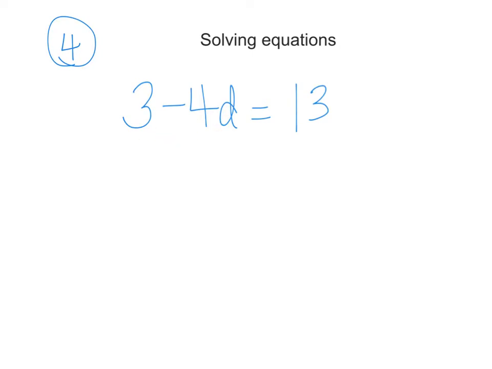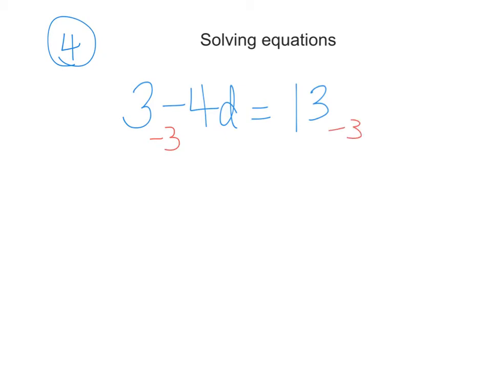To get d by itself, we need to undo all the stuff that's happening around the d. So I need to get rid of this 3. And there's no sign out front, so we assume it's a plus. So we need to get rid of a plus 3, and then we need to get rid of this 4 in front of the d, or minus 4 in front of the d. To get rid of a plus 3, I need to subtract 3 from both sides. I'm just going to write that under here real little.